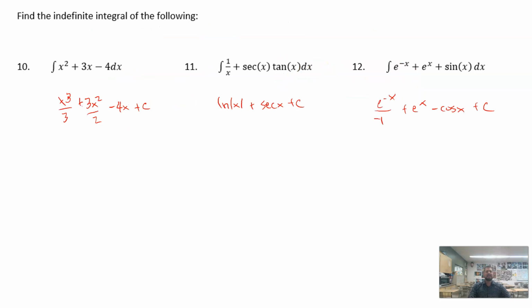Now on numbers 10, 11, and 12, all of them are basic antiderivatives. The one thing I do want to call your attention to on number 12 is that's not e to the x, that's e to the negative x. So another way we could have written that term is e to the negative x, and then we have 1 multiplied by negative 1 out in front of it. Either way works. Again, that's a simple composite function, but it is a composite function nonetheless. So there's your answers for 10, 11, and 12. If you need to pause it and write those down, that's totally fine.